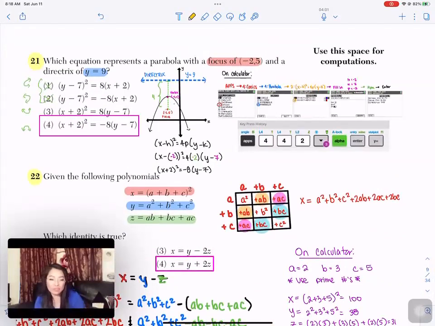Let's move on to, oh my goodness, directrix. There's a lot. There are 2 ways to do it. I'm going to show you by hand, and then of course with the calculator.